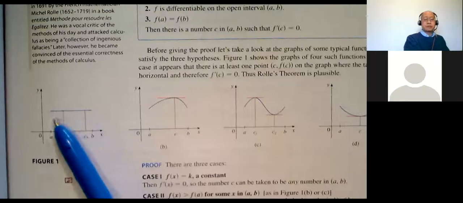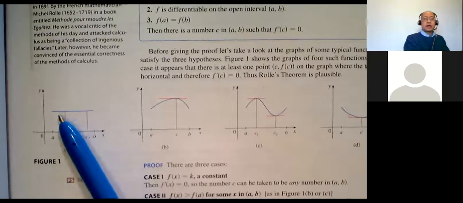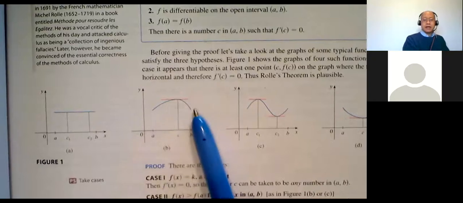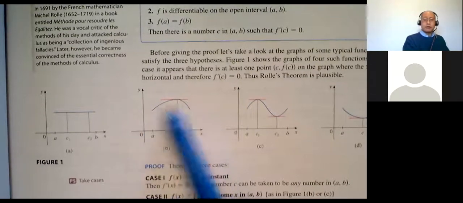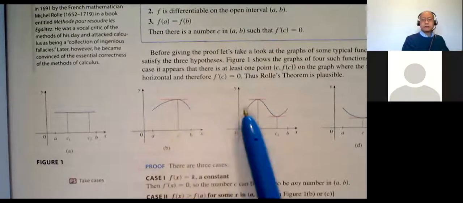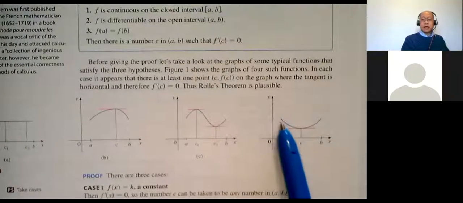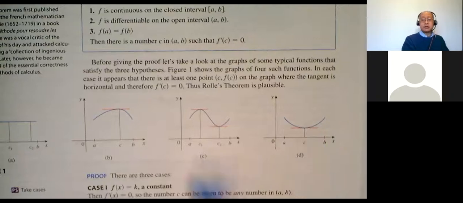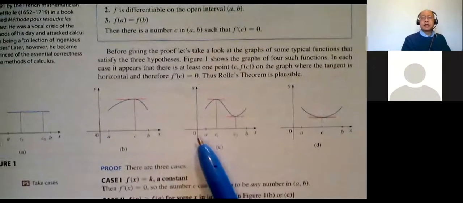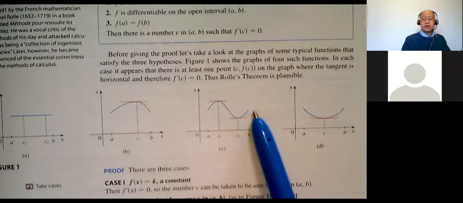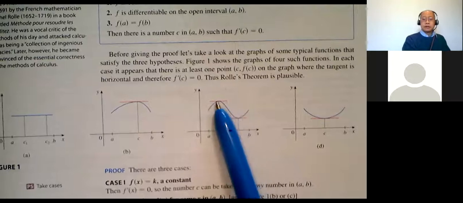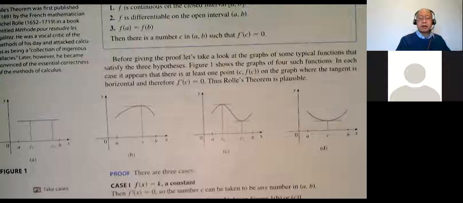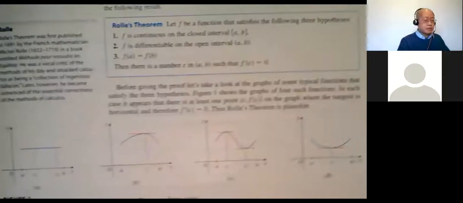Okay, and here are some pictures. You could have a constant function, then of course everywhere the derivative is 0. Here it goes up and then down, differentiable everywhere in between, so somewhere the slope is 0. Here's one that just goes down and up. Somewhere here, they call that C, slope is 0. This picture, there are 2 such C values. It goes up and then down, so here the derivative is 0, here the derivative is 0. So it could happen in more than one place, but this theorem guarantees that it happens at least once.